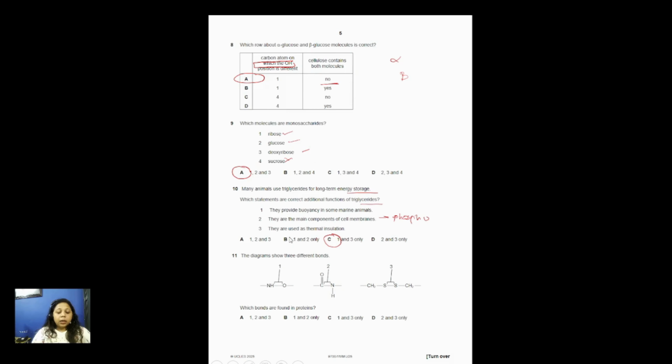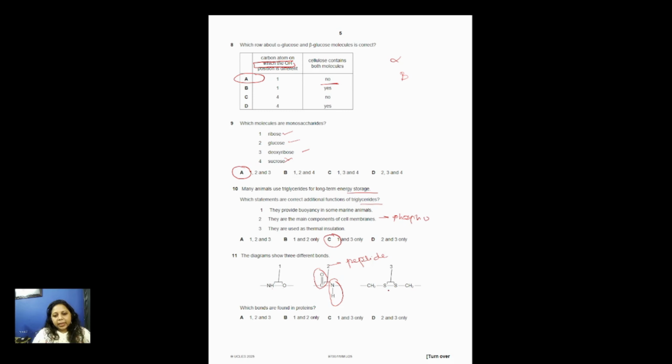Then we have the 11th one. The diagram shows two different bonds. There is a bond between hydrogen and oxygen. Then there is a bond between the amine group and the carboxylic group. This is the amine and this is the carboxylic group. So this one is known as a peptide bond.